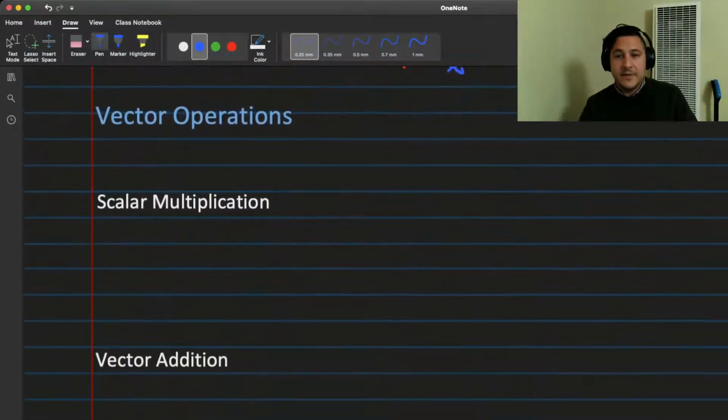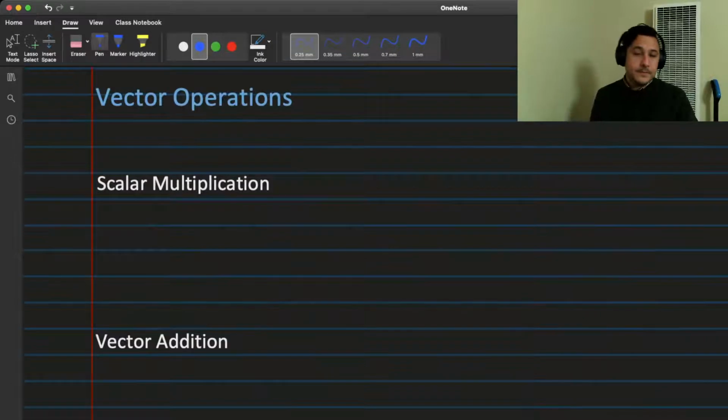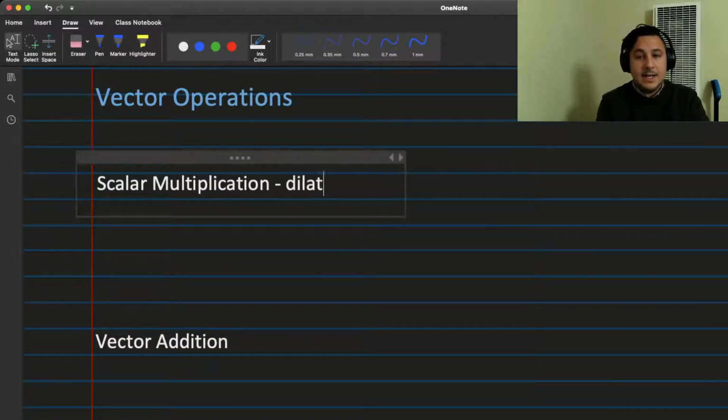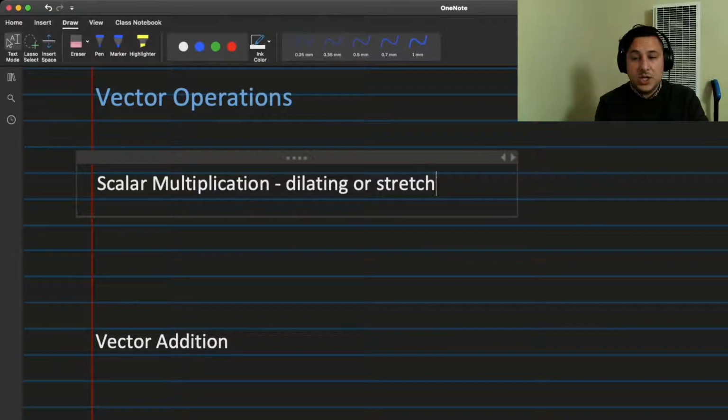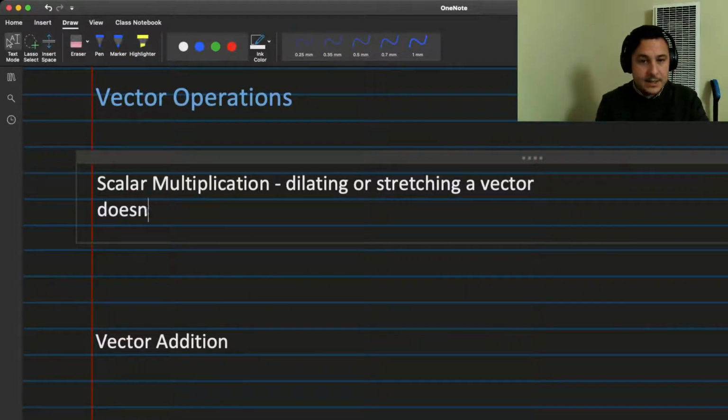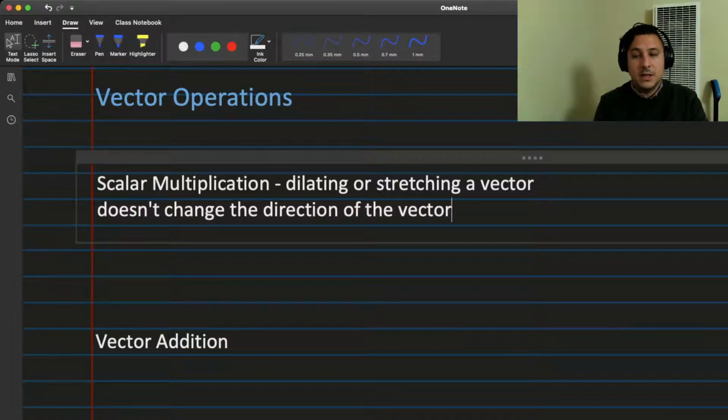So let's talk about some vector operations. There's something called a scalar operation, or scalar multiplication. What scalar multiplication does is you can think of it as dilating or stretching a vector. In other words, it doesn't change the direction of the vector. It only changes the magnitude of the vector.